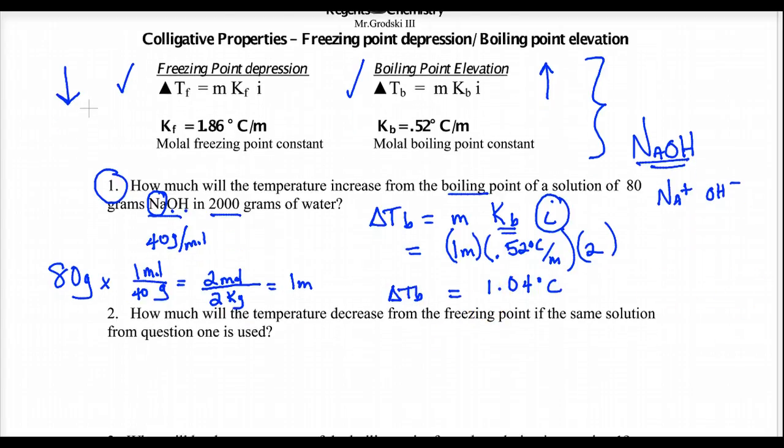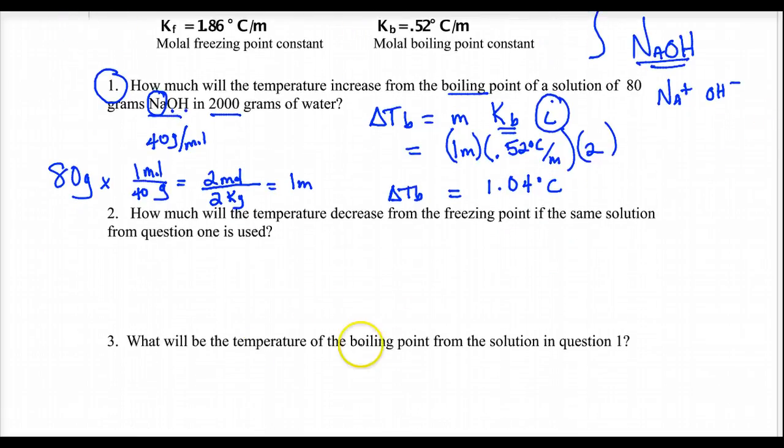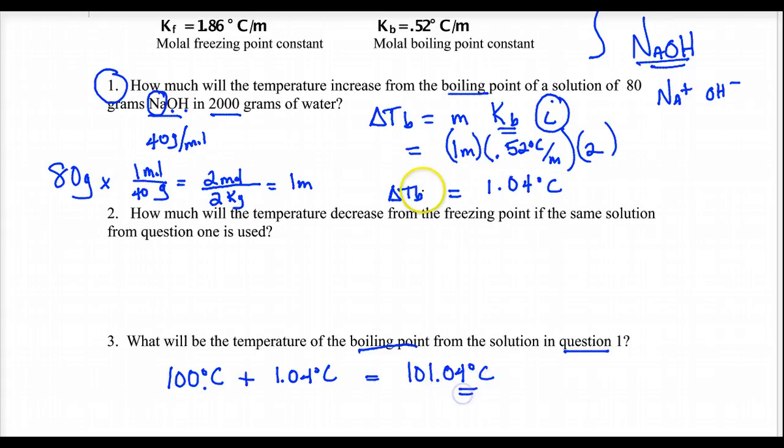Now, if we could jump down to number 3, what will be the temperature of the boiling point from the solution in question 1? Well, the boiling point in pure water, the normal boiling point is 100 degrees Celsius. And we're going to add 1.04 degrees Celsius because it's a boiling point elevation, and my new boiling point is 101.04 degrees Celsius. So the previous question does not solve for the new boiling point, just a change. And you have to remember, the boiling point is elevated. Okay, the freezing point is depressed.